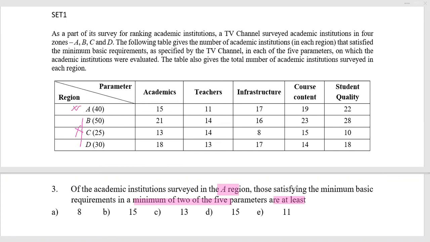Those satisfying the minimum basic requirement in a minimum of 2 of the 5. That means 2 basic requirement. If it is satisfied, it should be good enough. It can satisfy 3. So basically criteria satisfying 2, 3, 4, 5. Any such can be done, not 1. Because minimum 2 of the 5 parameters, it has been satisfied. Need to be at least how many?